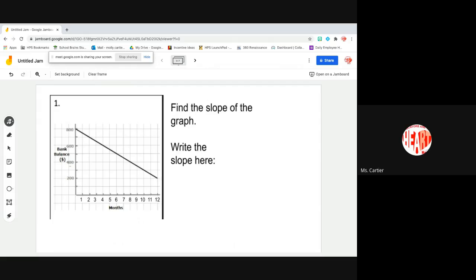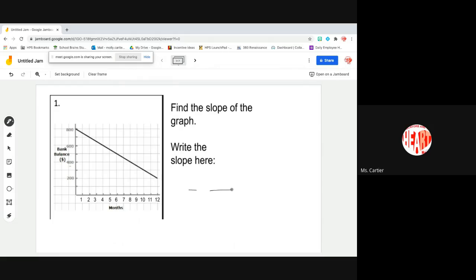Hi all! During today's Ed Puzzle, we're going to be finding the slope of these graphs to create a riddle. So, first thing we want to do is determine if our slope is positive, negative, 0, or undefined. Looking at this graph, our slope is negative.